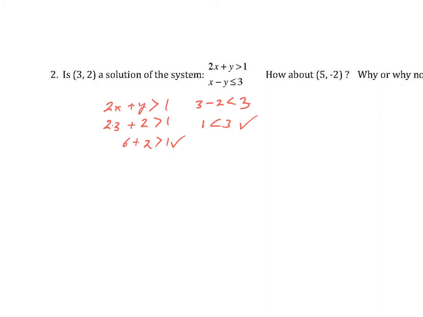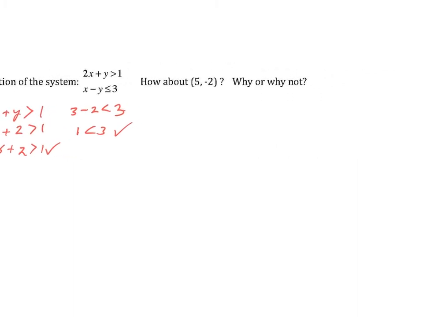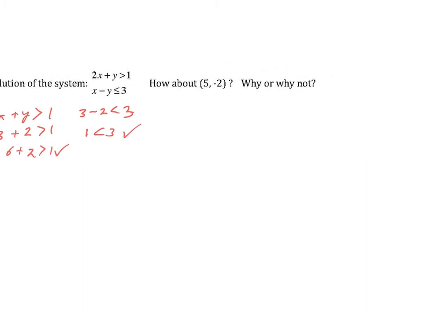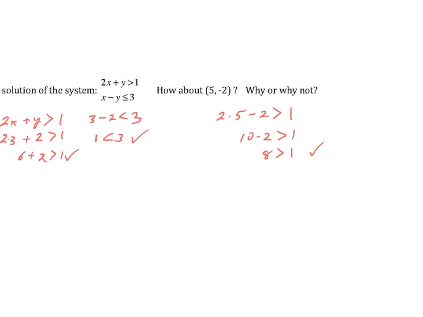Now, if you plug in the other point, the 5, negative 2, let's do that one really quick. 2 times 5 minus 2, is that greater than 1? That's 10 minus 2, or 8. Is that true? Yes. So it solves the first equation, but what happens when we plug it into the second one? It's going to be 5 minus a negative 2, or 5 plus 2, is less than or equal to 3.